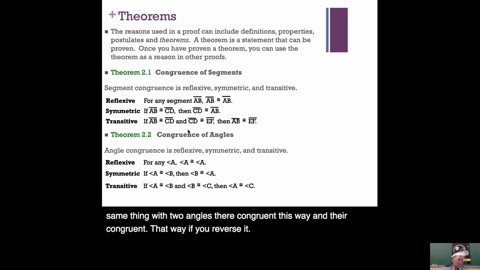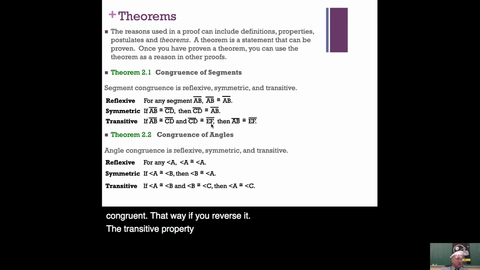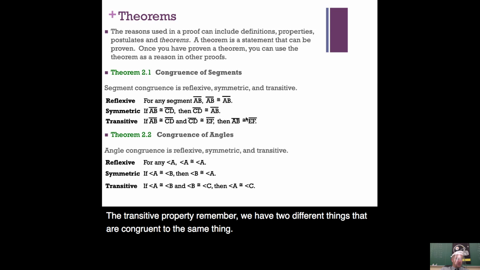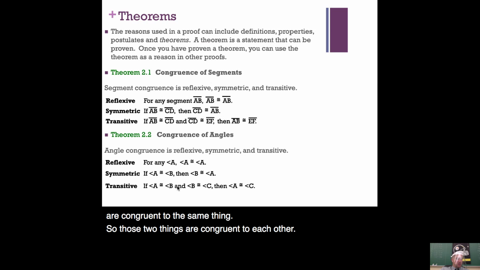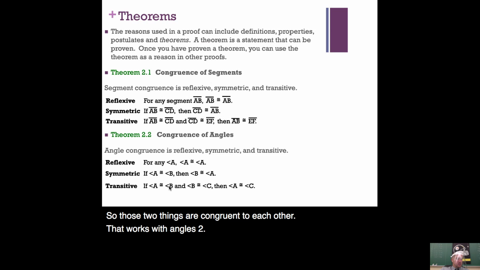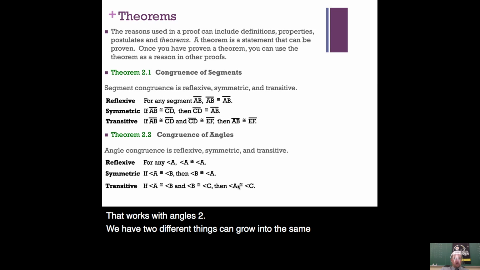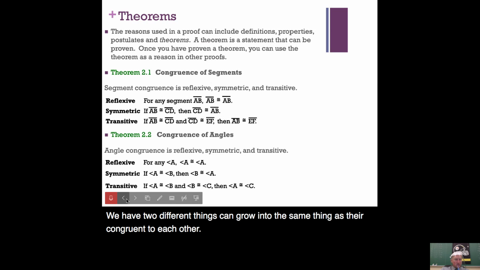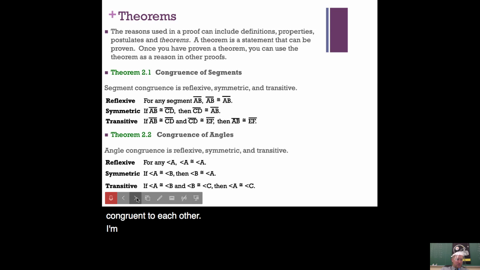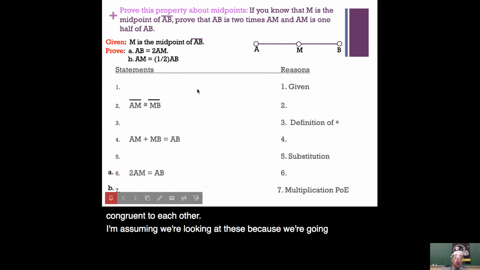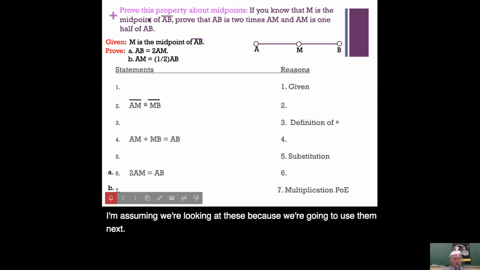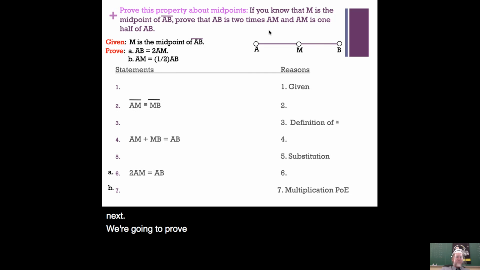The transitive property, remember, is where we have two different things that are congruent to the same thing. So those two things are congruent to each other. That works with angles too. We have two different things congruent to the same thing, so they're congruent to each other. I'm assuming we're looking at these because we're going to use them next. We're going to prove this property about midpoints.